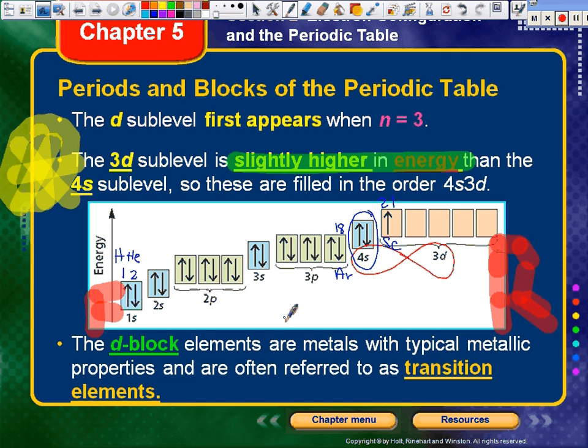Okay, so this would take care of 19 and 20, and you would take care of potassium and calcium there. But that is why. So again, I want to make sure you know that. This bottom little statement, you should know this already. We've talked about it a lot. The D block is called the transition elements or the transition metals. Okay, that is something that you should have already known.